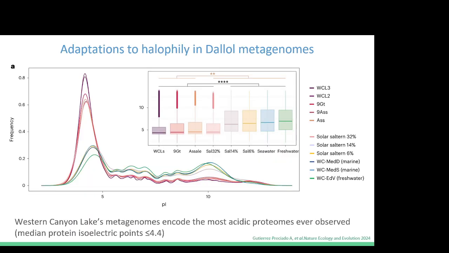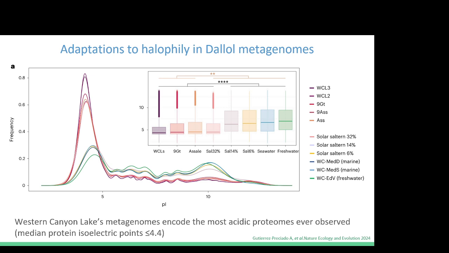So, how is life adapting to this very salty, acidic and extreme environment? One of the adaptations for very high salinity is to look into the pI, the isoelectric point, the composition of the proteomes. Here I have a gradient of metagenomes of different salinities. It goes from fresh water to seawater in the Mediterranean, and from different solar ponds in Alicante that go from 6 to 14 to 32% salinity, and then we have the Dalol sites.